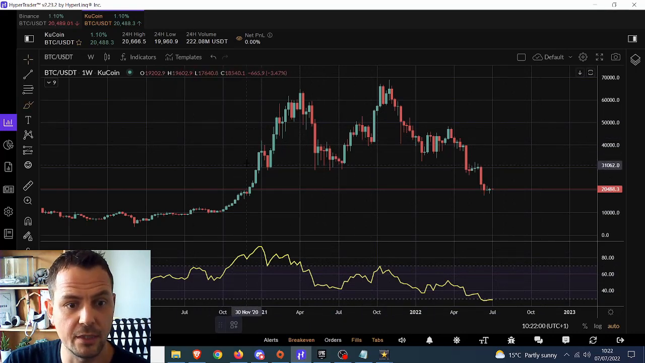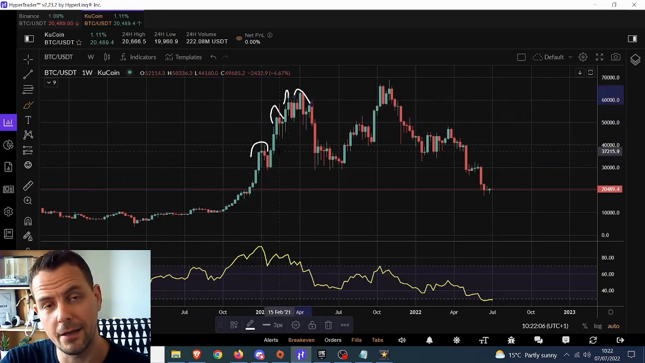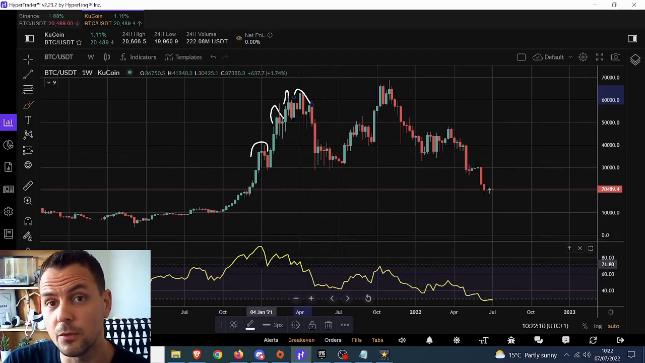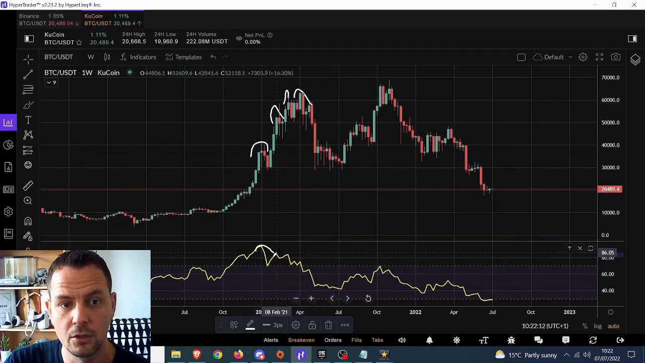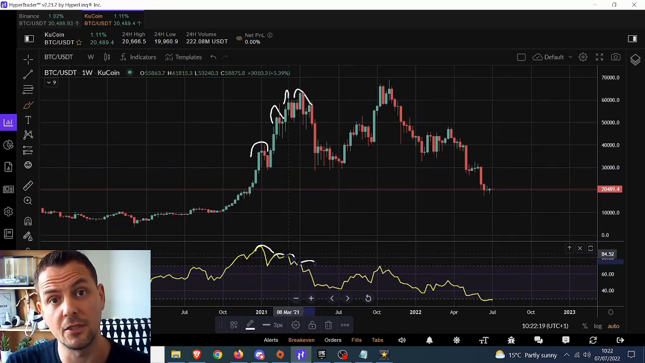So the first thing we notice here is we've got peaks. We've got 1, 2, 3, 4 peaks, 4 higher highs on price action. And if you look down at what the RSI was doing at the time, we see 1, 2, 3, 4 lower highs. So momentum doesn't match the momentum of the price chart.